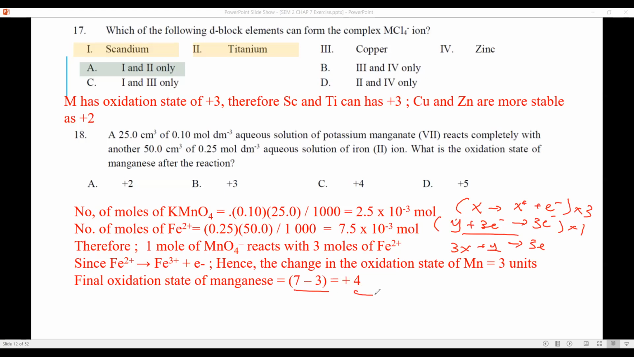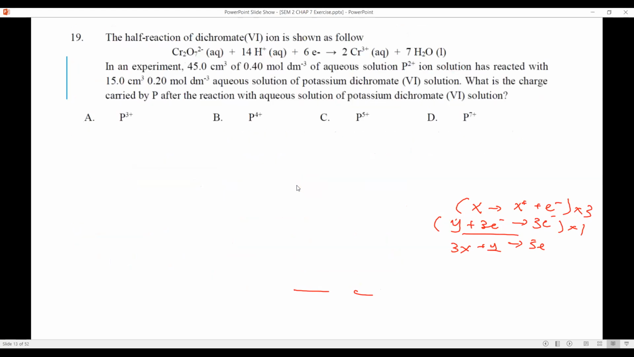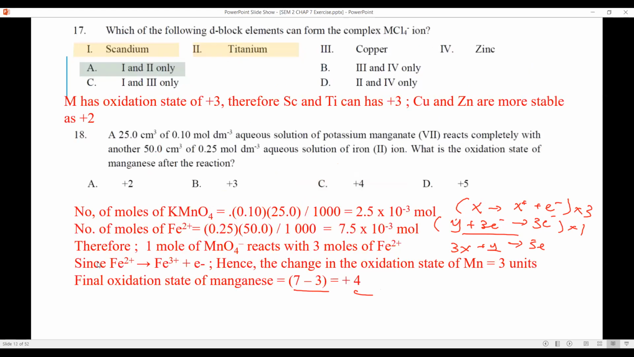So after the reaction in here, manganese has a plus 4 oxidation state. Therefore, the valence electrons from this case is plus 4. Okay? So hopefully you can understand how to solve questions like this. You have to calculate the mole, then you compare the stoichiometric coefficient for it so that you get the change of the oxidation state in here. Okay, so that is for number 18.